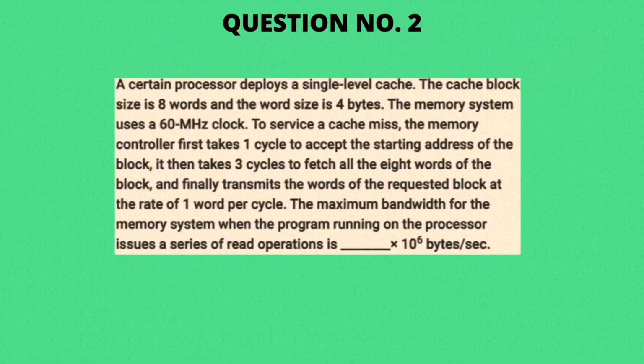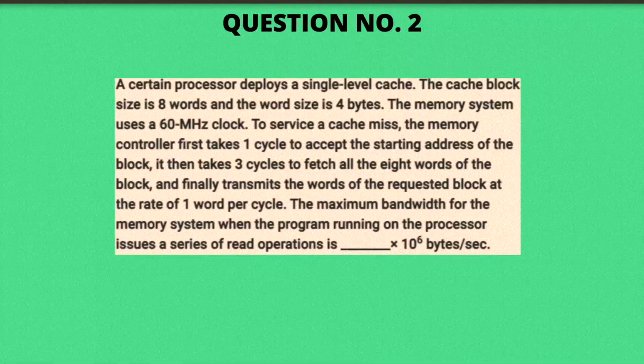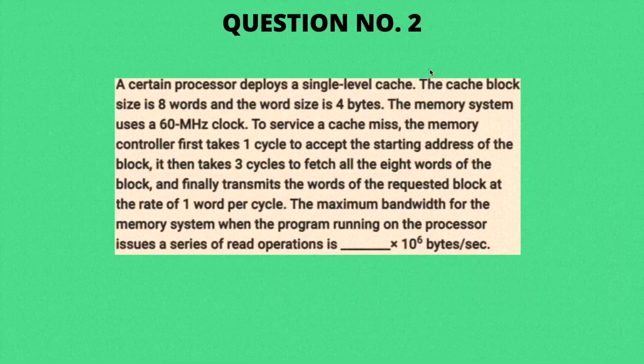So the approach to this question is, we have the formula for bandwidth, which is bytes transferred per unit time. The bytes we have is 32 and the time taken totally is 1 cycle to accept the address and 3 cycles to fetch the 8 words. So therefore 1 plus 3 plus 8 words at 1 cycle per word, so 8 into 1, that is the overall time is given by 12, and hence we can calculate the bandwidth with both of these pieces of information, and the bandwidth turns out to be 160.